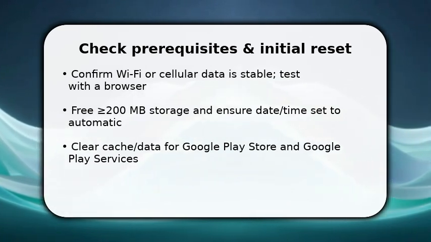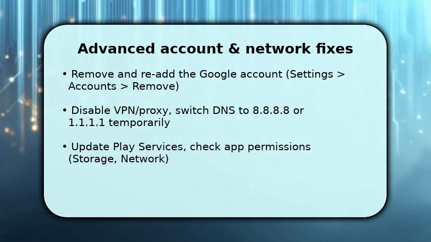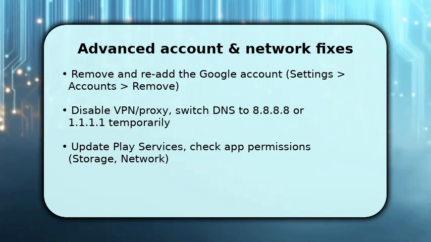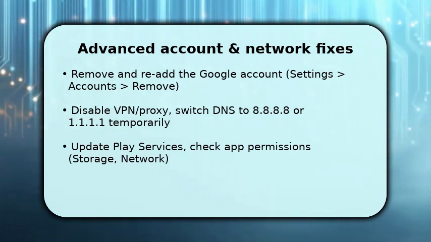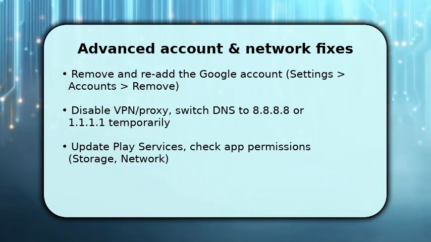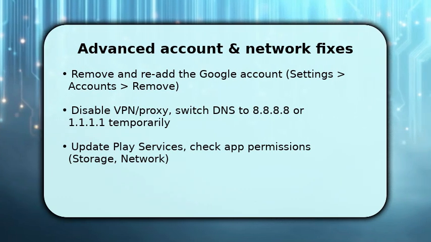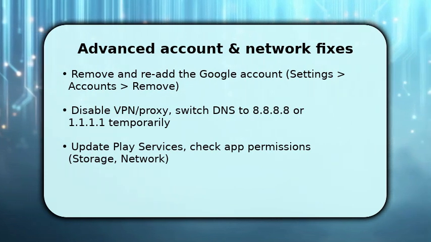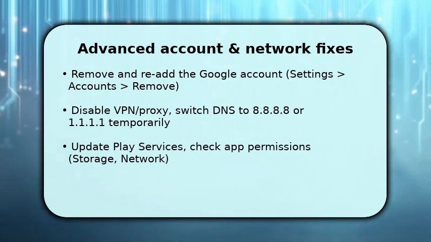Next, you address account and network layers that commonly block results. Remove your Google account and add it back to force a profile sync. This resolves token and permission mismatches. Make sure any VPN or proxy is off or switch DNS to Google 8.8.8.8 or Cloudflare 1.1.1.1 to bypass ISP caching.